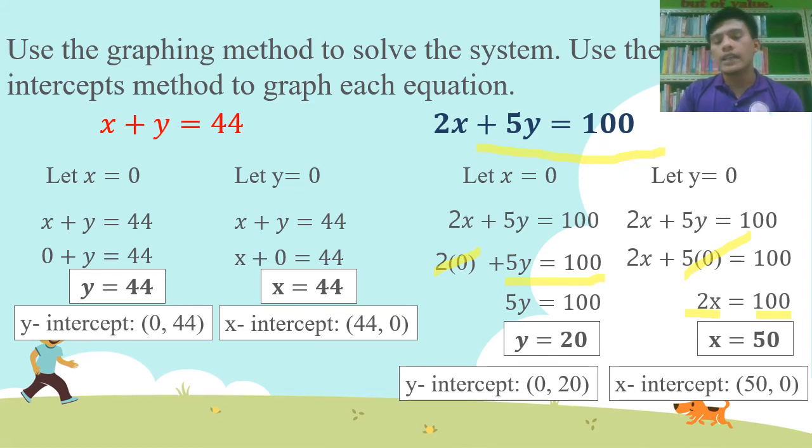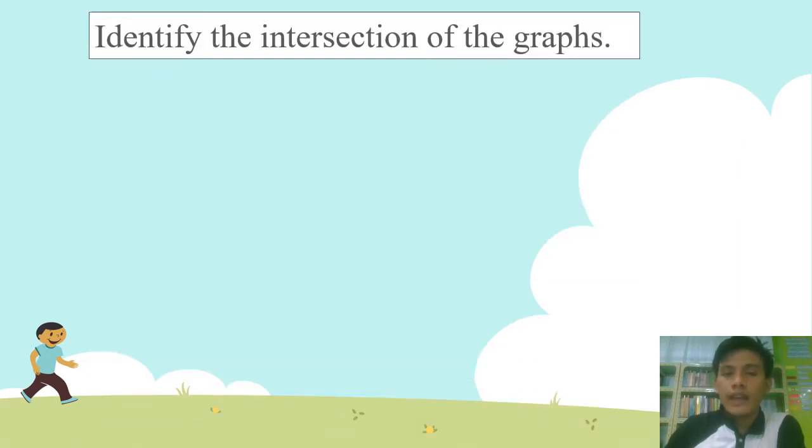Then the x-intercept is the point (50, 0), or the coordinates of 50, 0. So we already have all the values of the coordinates of our intercepts from equation 1 and also from equation 2. Now, if you're already done with that one, we need to graph the x and y intercepts from our given equations. Then, after that, we need to identify the intersection of the graphs.